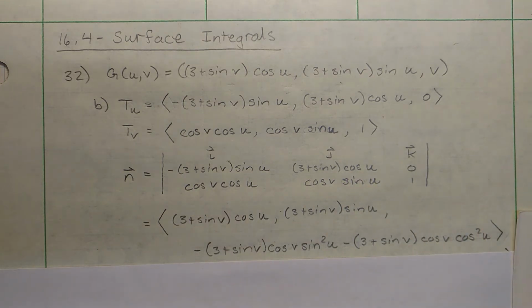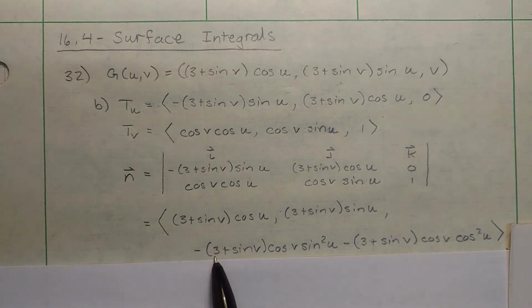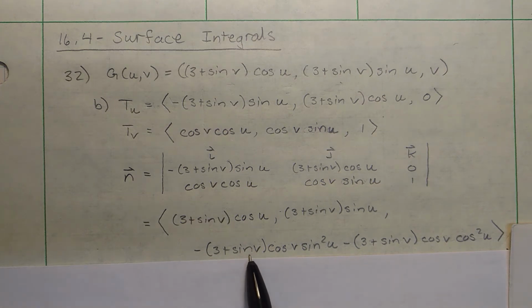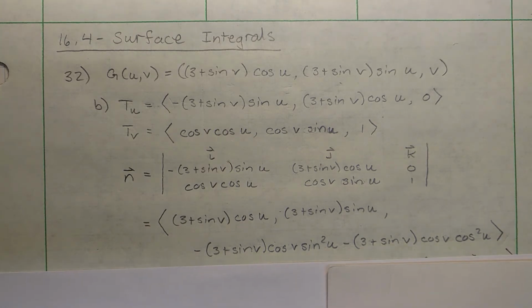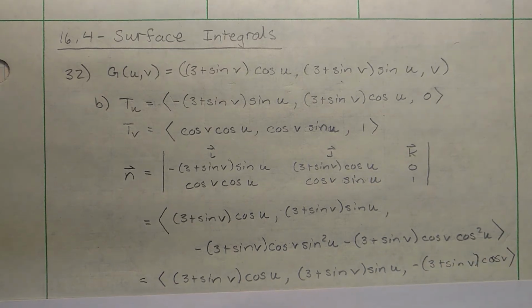So at this point we can factor out this minus 3 plus sine v cosine v out of both of them. That'll leave us with a sine squared u plus a cosine squared u, so that just leaves us with times 1. So this just ends up being this for our normal vector. So there's your normal vector.